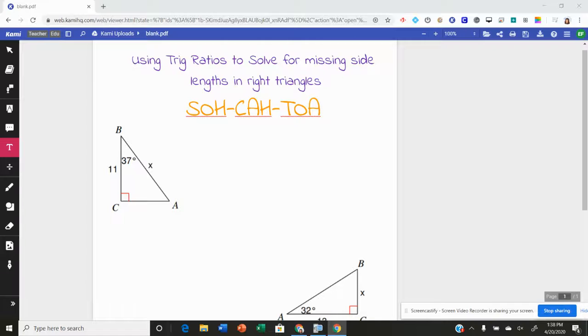So remember, all the trig that we're doing has to do specifically with solving side lengths in right triangles. We cannot solve for any other types of triangles, whether it's obtuse or acute. We need to be making sure that we're looking at right triangles.